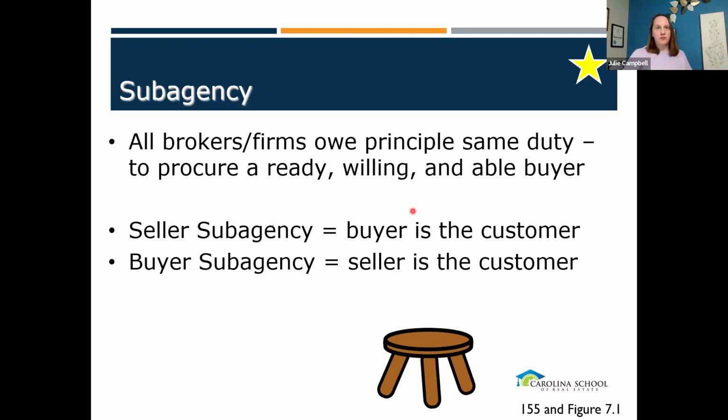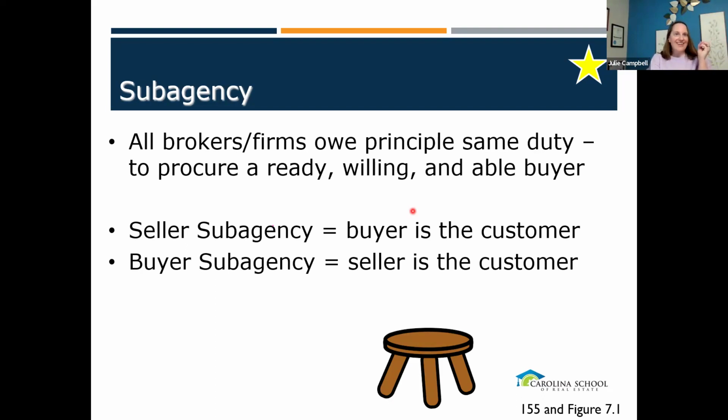Put yourself in the seller's shoes. Does the seller care where the buyer comes from? They just want that ready, willing, and able buyer. They don't care if they're a client or a customer. Do they come with an agent? They don't really care about all that. What they care about is, can this person buy my house? Can they financially do it? Are they able to do it? Are they willing to do it? And in this form of seller sub-agency, the buyer is the customer. They have chosen to be unrepresented.